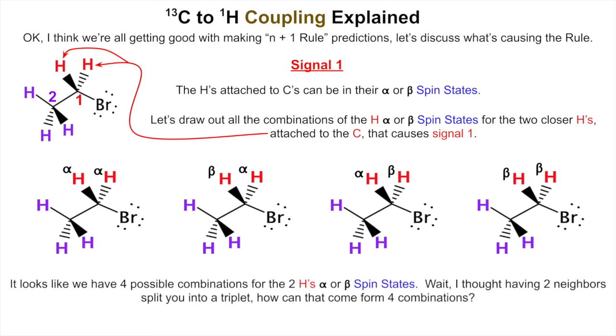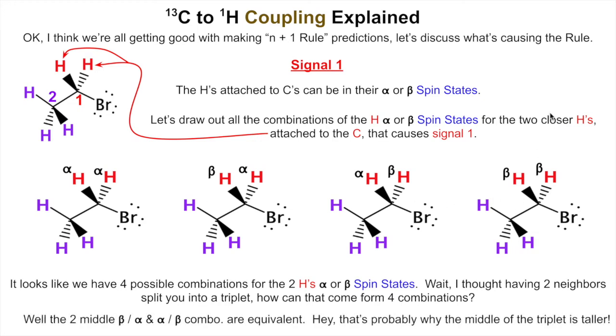So that's 4 possible combinations for those 2 hydrogens. But wait a second, these 2 neighbors are supposed to couple n+1. They're supposed to couple 2 + 1, 3 times. This configuration is supposed to lead to a triplet. But why 4 things? How could 4 things make a triplet? Well, the 2 middle ones are the same energy. They're equivalent. Having 1 beta, 1 alpha, or 1 alpha, 1 beta for hydrogens that are equivalent, they're going to be the same. So you're going to get this configuration. 2 alpha neighbors will give you one of the parts of the triplet.